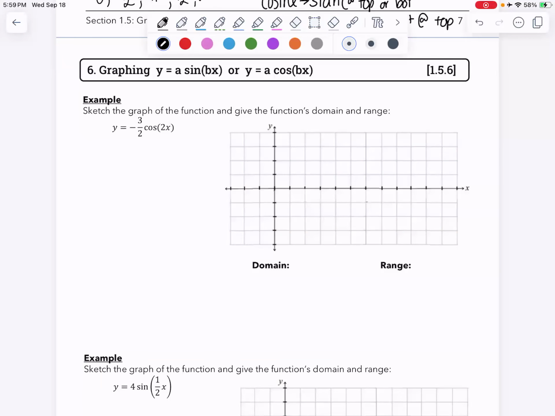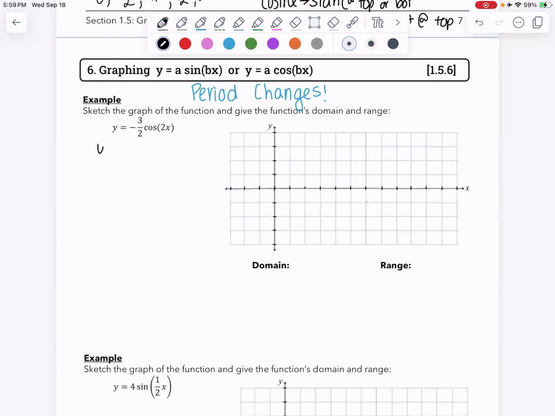Graphing y equals a sine of bx or y equals a cosine of bx. So these are going to be situations where we don't have a d or a c value, which means no phase shifts, no vertical shifts. These are all about period changes. So periods that are no longer 2 pi. All of our previous examples, the periods were 2 pi, not this one.